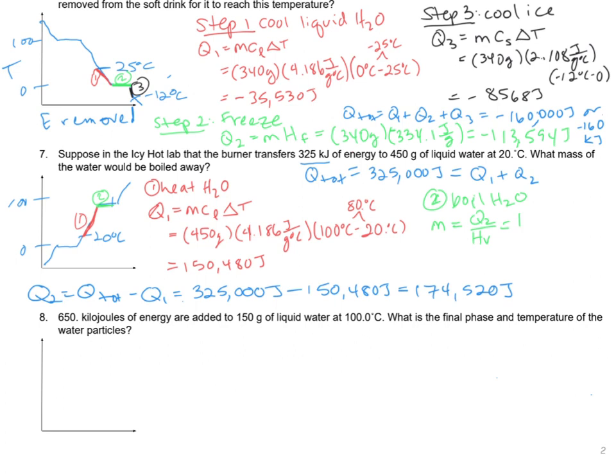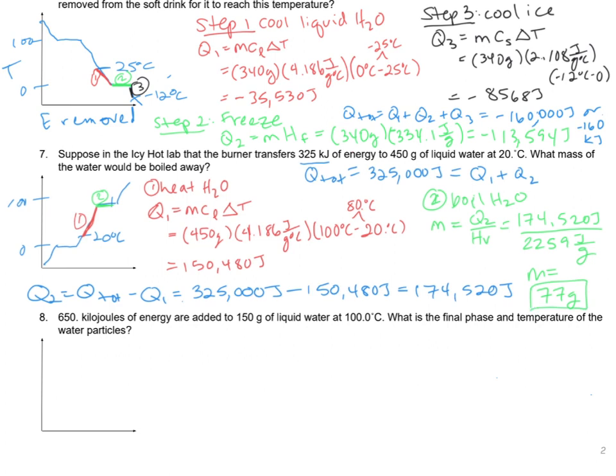So our Q2 that we solved for below is 174,520. And HV, and remember it's V because it's boiling, is a constant. It's 2259 joules per gram. And if we look back at our sig figs, we'll notice that the grams only had 2 sig figs, 450 grams. So our answer will only have 2 sig figs, which means our mass is equal to 77 grams.